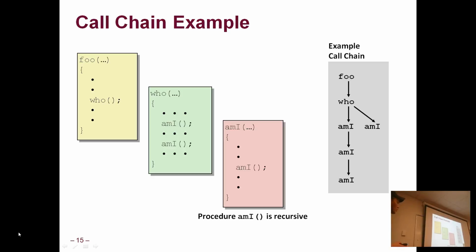Okay, so here's a call chain example. You have foo calls who calls ami, and ami is a little bit recursive. It can call itself a couple of times and can return to who and call ami again.